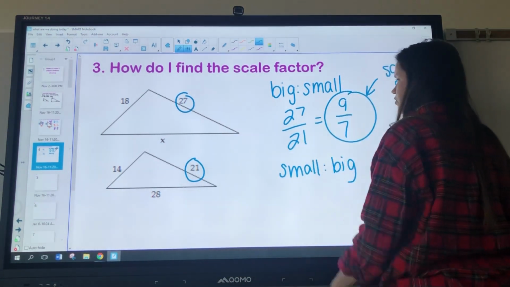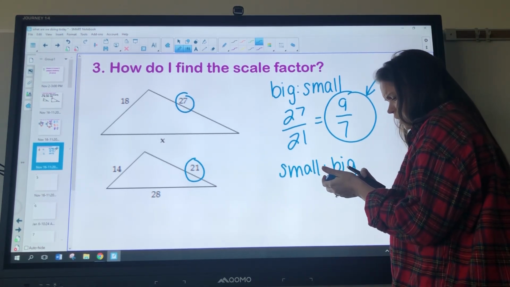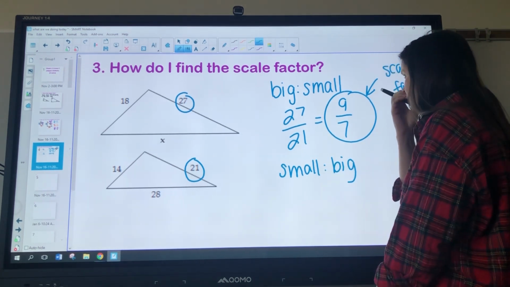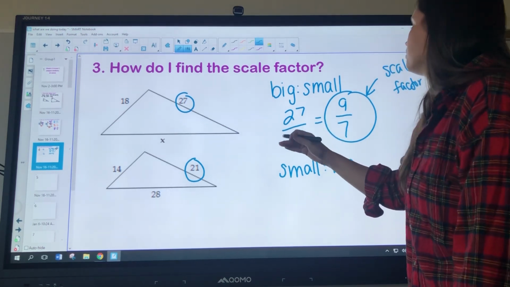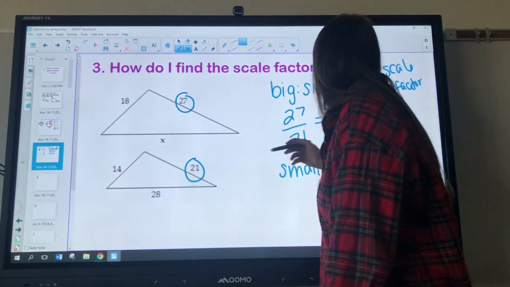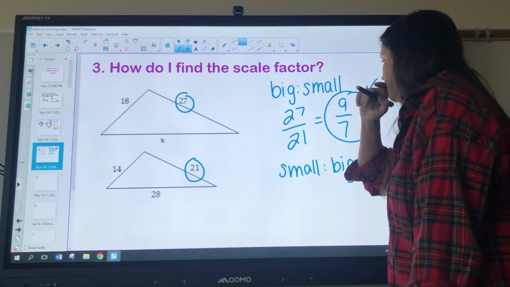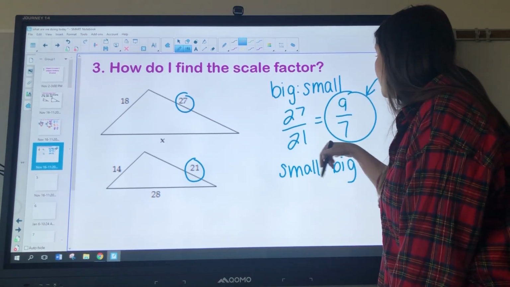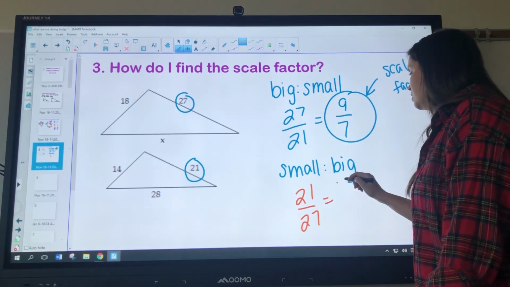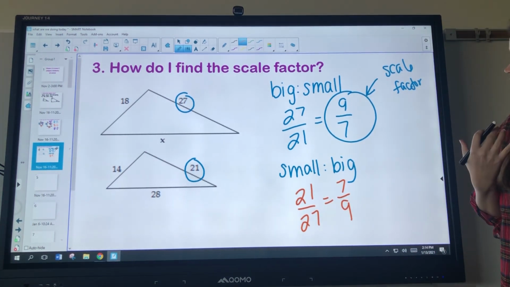Oh, you take the 21, I'm right. You take the 21 and times it by 9 over 7, you will get the 27. So think of it as the scale factor is the difference between them. If you go small to big and do like 21 over 27, your scale factor is just going to be 7 over 9. So you just have to watch to see which way they want you to discuss it.